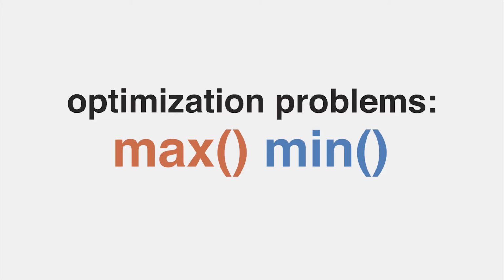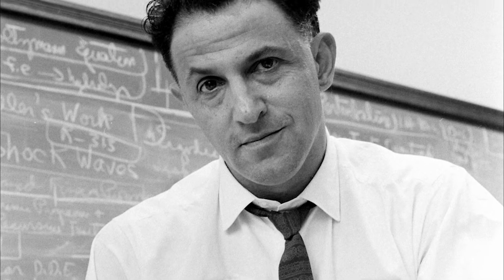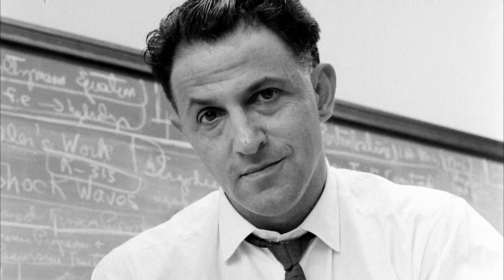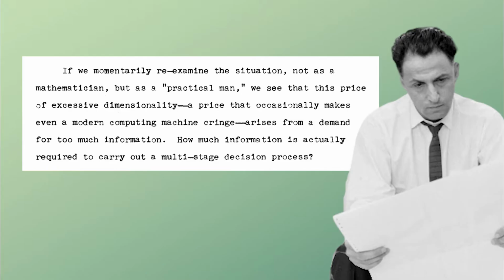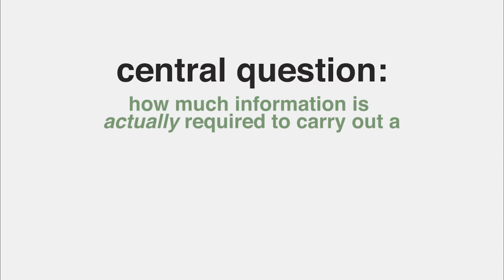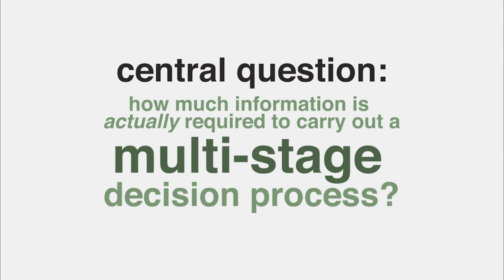important variable. The theory of dynamic programming was introduced in the 1950s by American mathematician Richard E. Bellman. He took issue with the excessive amount of information needed to solve a problem by considering every possible solution. If we momentarily re-examine the situation, not as a mathematician but as a practical man, Bellman wrote, we see that this price of excessive dimensionality, a price that occasionally makes even a modern computing machine cringe, arises from a demand for too much information. Bellman goes on to pose the central question of dynamic programming, which is, how much information is actually required to carry out a multi-stage decision process?